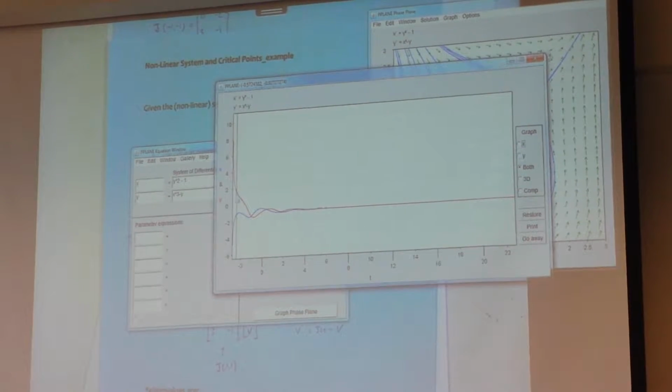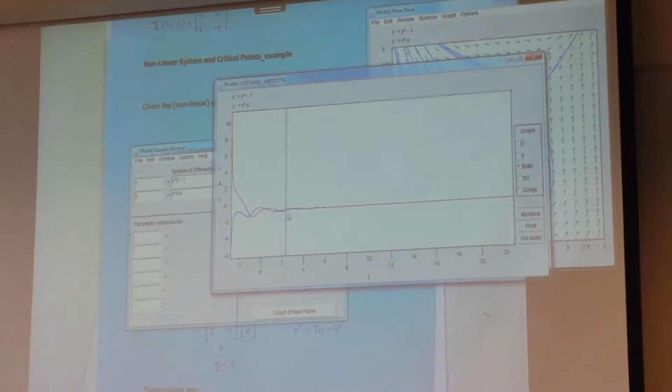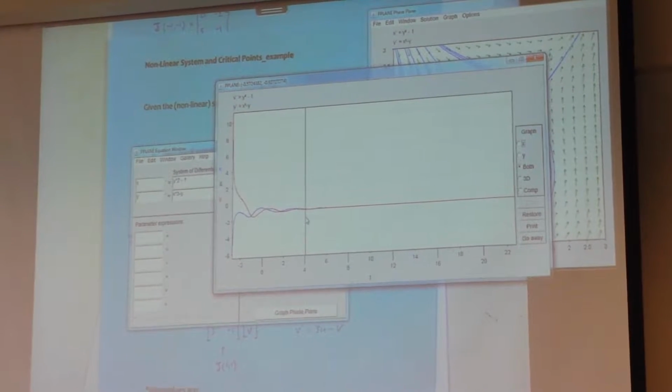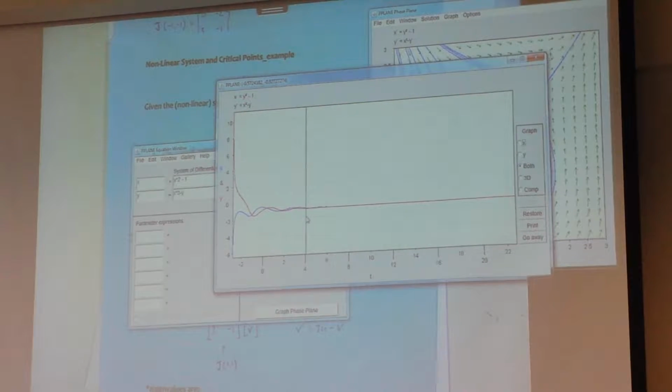So here's x, x is in blue and y is in red. So that's both of them graphed with respect to the independent variable t. So taken out of that parameterization.